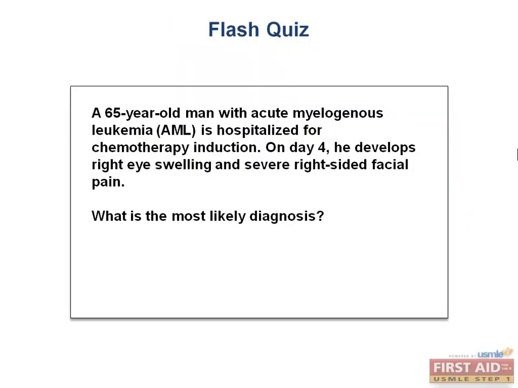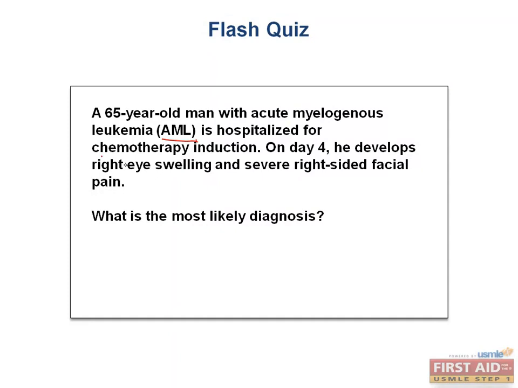Before we end this section, let's do one more high-yield clinical scenario. A 65-year-old man with AML, acute myelogenous leukemia, is hospitalized for chemotherapy induction. On day 4 of his hospitalization, he develops right-sided eye swelling and severe right facial pain. The question is, what is the most likely diagnosis?